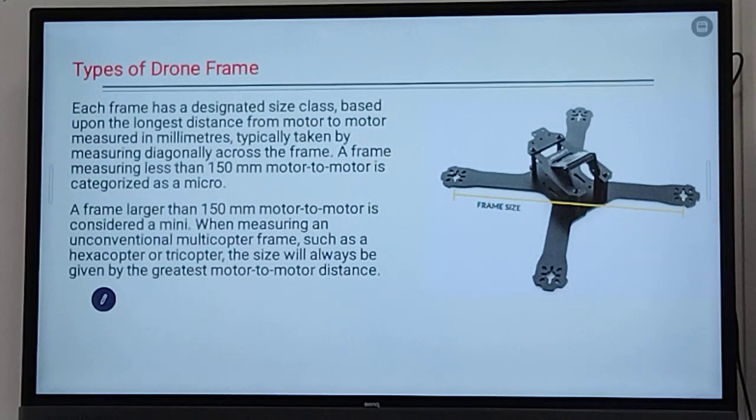When measuring an unconventional multi-copter frame such as a hexacopter or tricopter, the size will always be given by the greatest motor to motor distance. The greatest distance is considered, for a hexagonal frame.